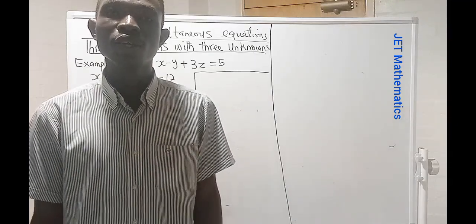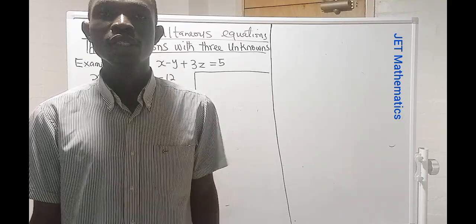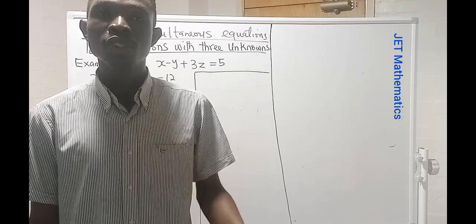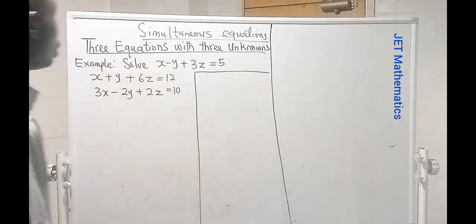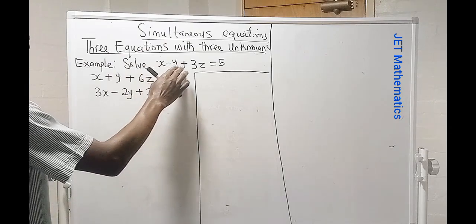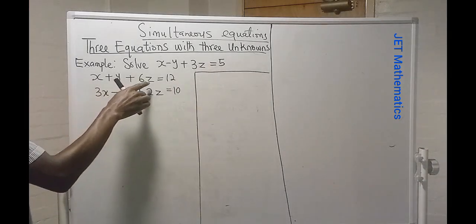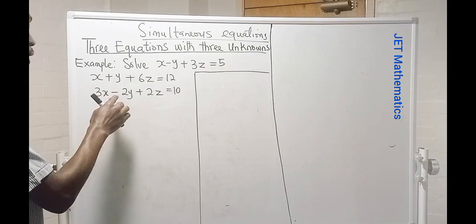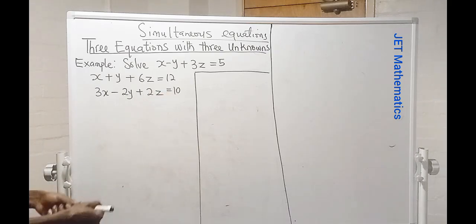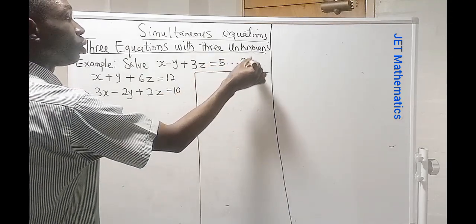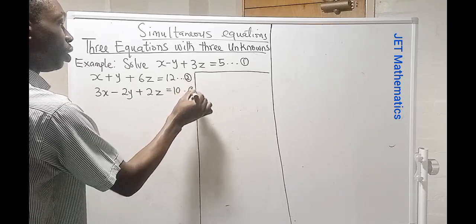We are still on the series of simultaneous equations. Today we are looking at solving three equations simultaneously with three unknowns. Quickly, we have an example on the board. It says solve x minus y plus 3z equals 5, x plus y plus 6z equals 12, 3x minus 2y plus 2z equals 10. So we'll call this equation 1, equation 2, and equation 3.